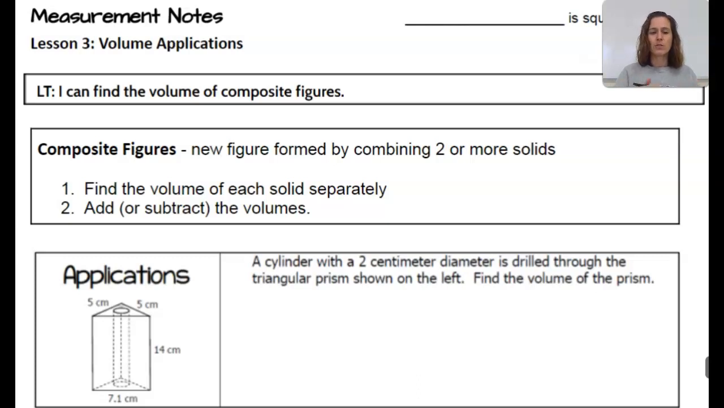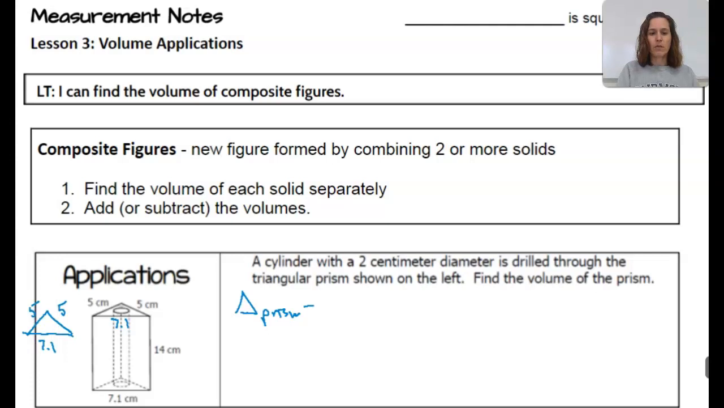So in our first example, we have a triangular prism that has a cylinder drilled through the middle of that triangular prism. So we're going to break this down into a triangular prism and a cylinder. The triangular prism has measurements of 5 and 5, and then the base of 7.1. I'm going to go ahead and draw a quick sketch of this on the side so that we can take a look at what we're going to be having to do.